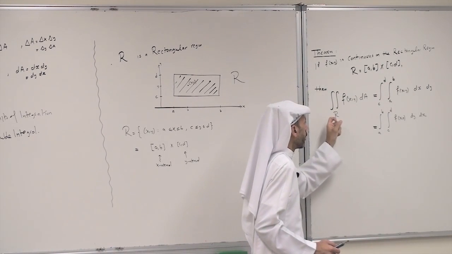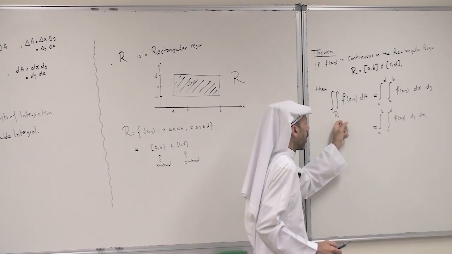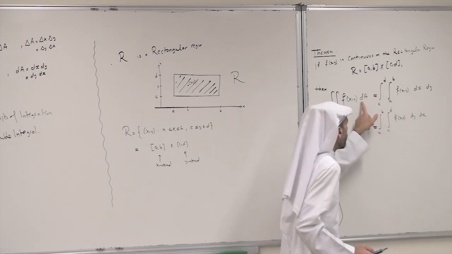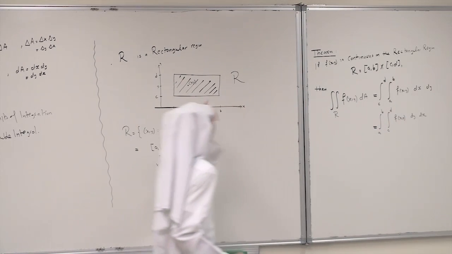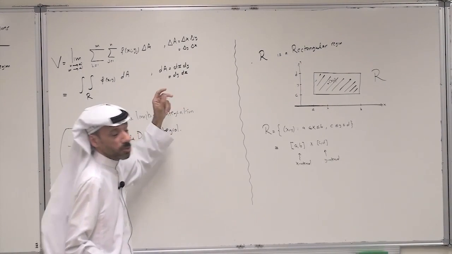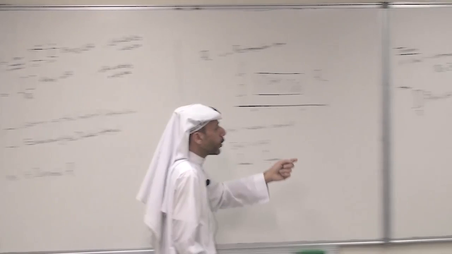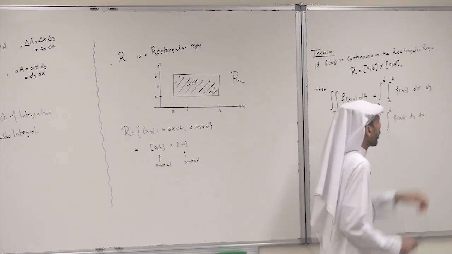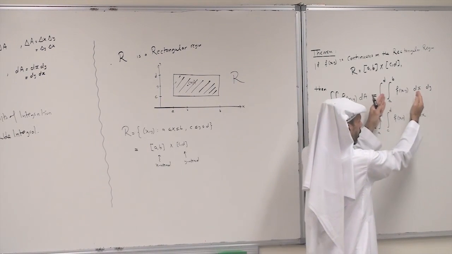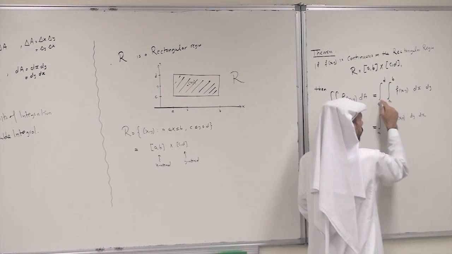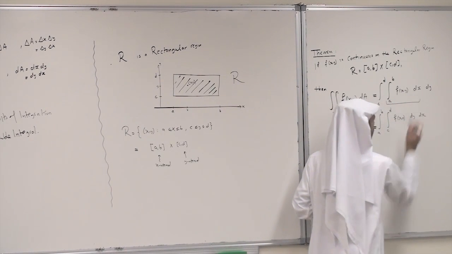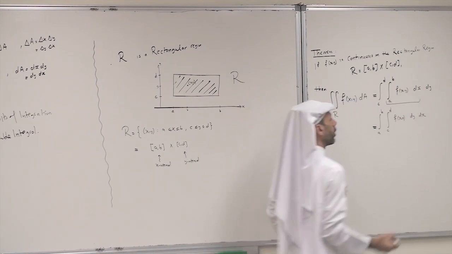Then, the double integral of the function f(x,y) over R dA is either dx dy or dy dx. So we have two possibilities. If you take dx dy, then dx will go with the first, or inner, integral, and dy will go with the outer integral.